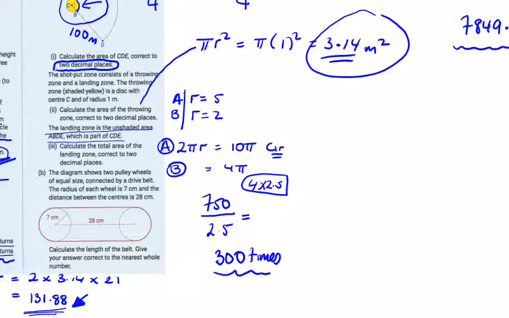is this diagram here. I think this was a past junior cert question. There's 2 circles at the end here. 28 from here to here is 28. So we also have a 7 in at the end here and a 7 in at the end here. So 2 pulley wheels of equal size connected by a drive belt. The radius of the wheels is 7 and the distance between the centers is 28. Calculate the length of the belt and give your answer to the nearest whole number.